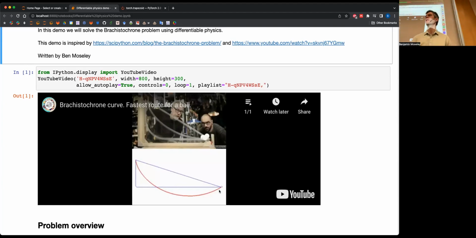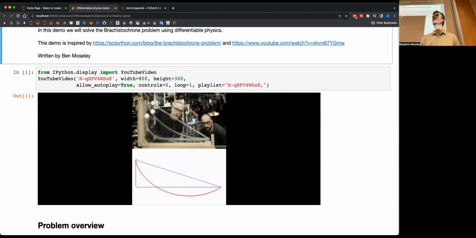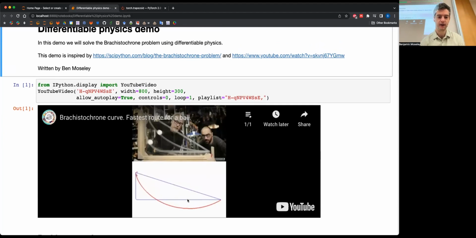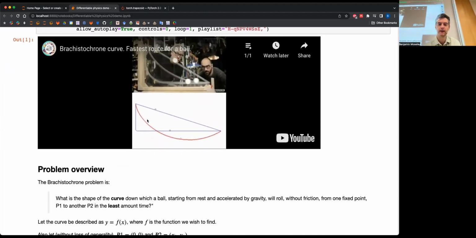And so does anyone know what the actual type of curve this is? Yeah, it's a cycloid. So this is the shape that if you put a pen on a bike wheel, that would be the shape that the pen traces out over time.